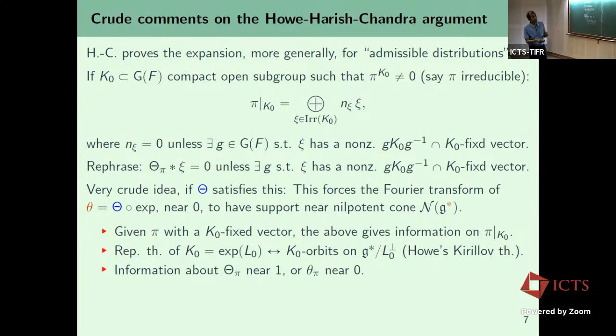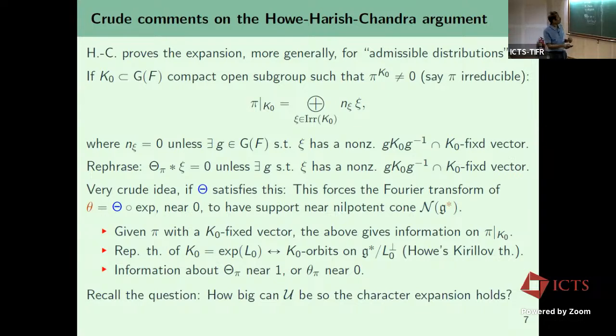Given pi with a K0 fixed vector, this gives information on pi restricted to K0, and we know what the representations of the group K0 are. Assuming that K0 is obtained by applying the exponential map to a small enough lattice, Kirillov theory lets you relate the representation theory of K0 to the dual Lie algebra. The point is that Kirillov theory applies to nilpotent Lie groups, and groups like this are pro-nilpotent. That's why you can expect such a description to be there. And that in turn gives information about theta pi near 1. That's a very crude idea of the strategy.